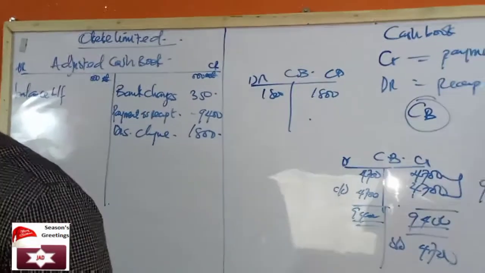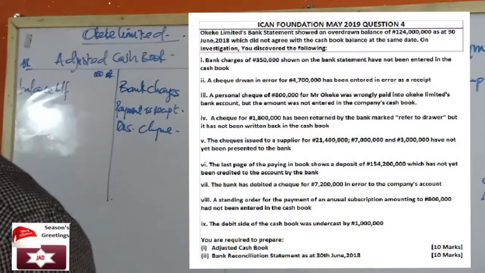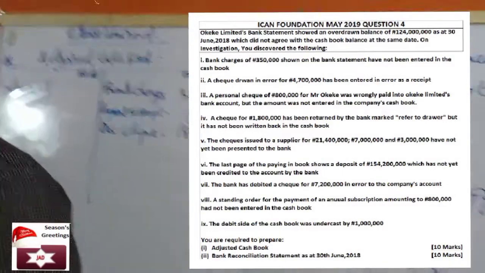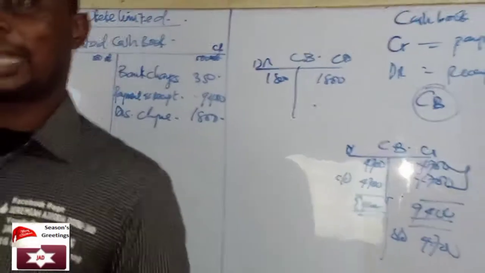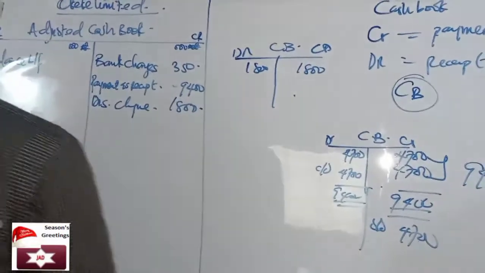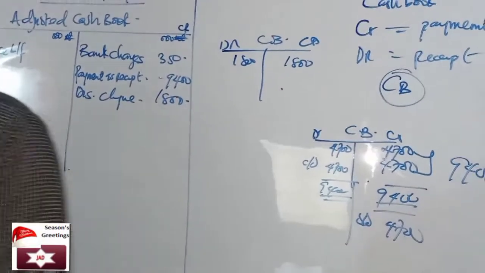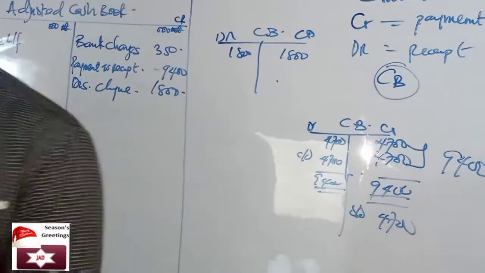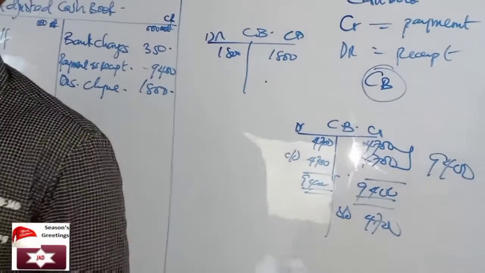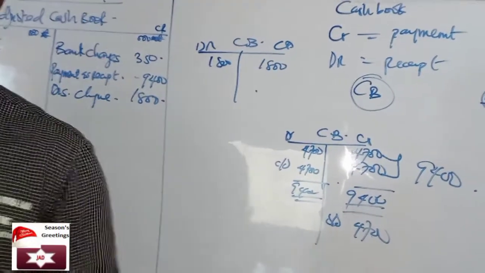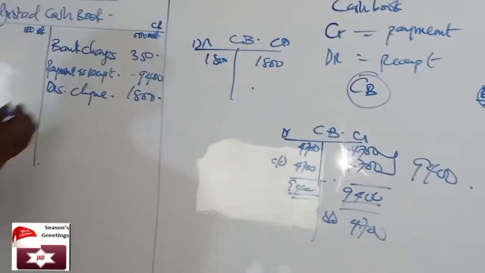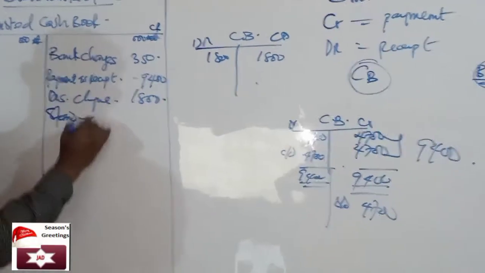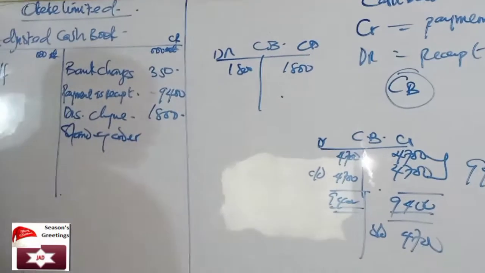Okay, then we have standing order for the payment of annual subscription amounting to 800,000 had not been entered in the cash book. What's a standing order? You're telling the bank that at regular intervals they should make some payment on your behalf. So sometimes you might not know until you get the bank statement, and that's payment. You're the one making the payment, just like the bank is doing it before you do it. So when the bank does, the bank will debit you, so you expect to credit your cash book. So we have standing order, which is how much?